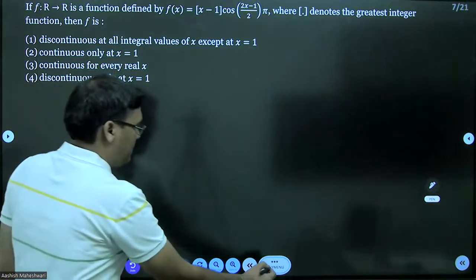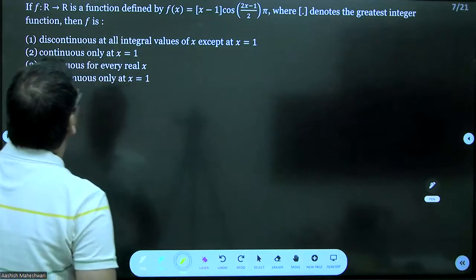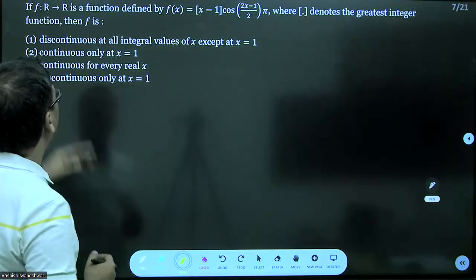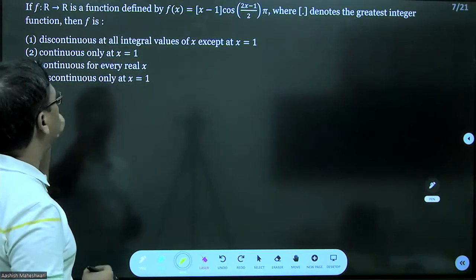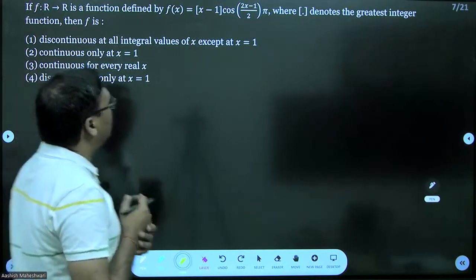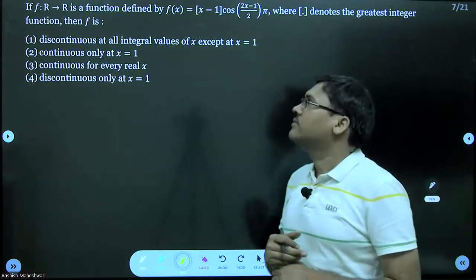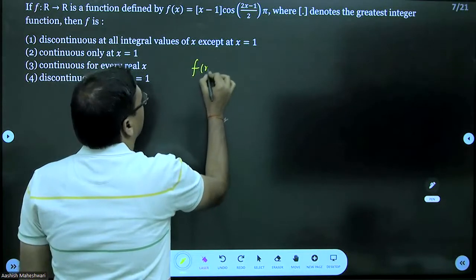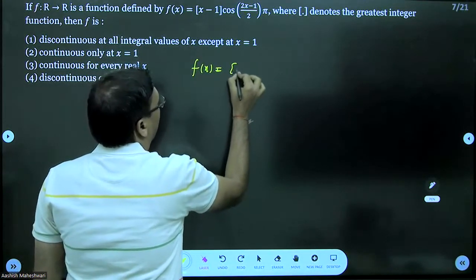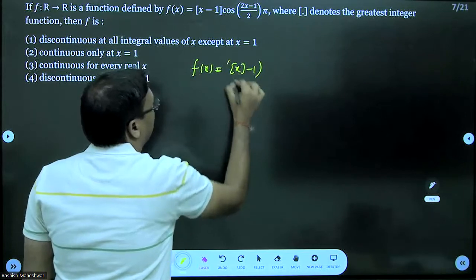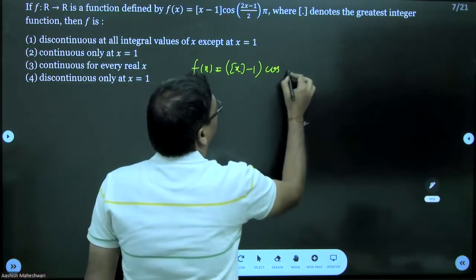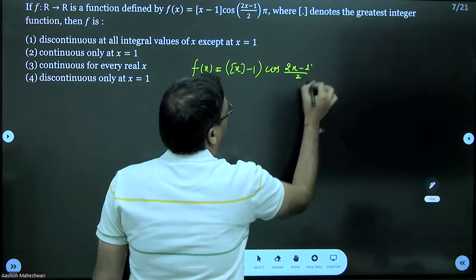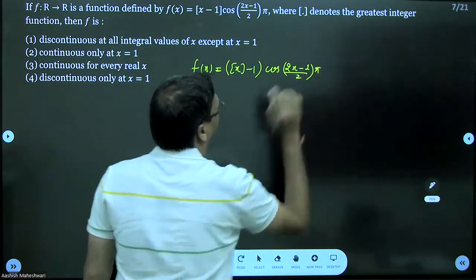Now next question is, f is a function defined from R to R which is defined by this, then you have to find that function is discontinuous at integer points or not. Basically you have to comment on the continuity of this function. The first thing you can observe here, we have f(x) equal to [x] minus 1 into cos((2x minus 1)/2 into pi), correct.